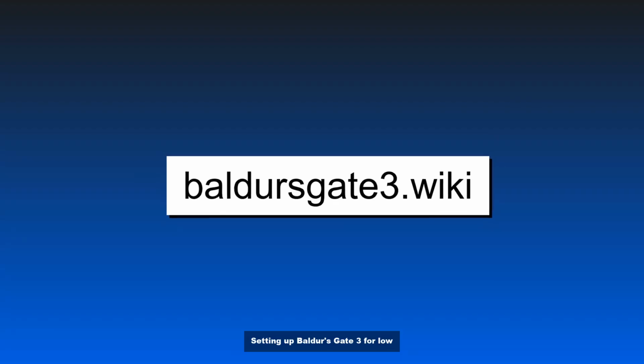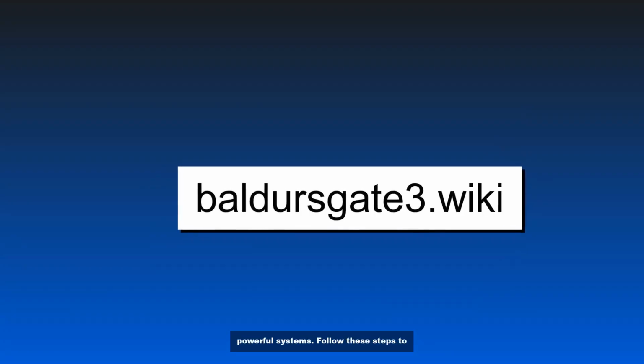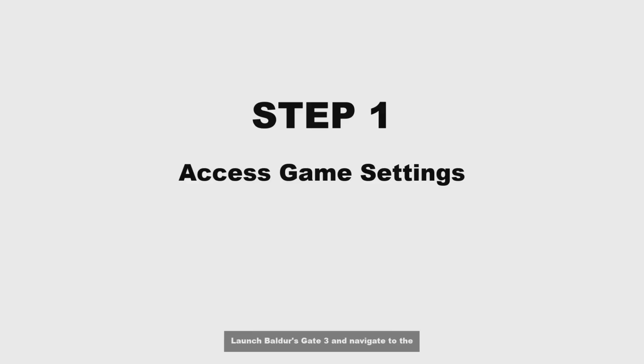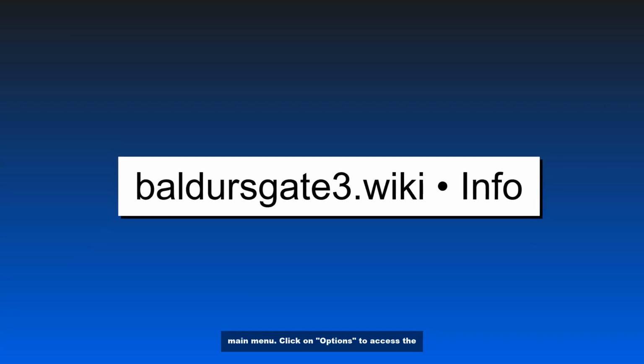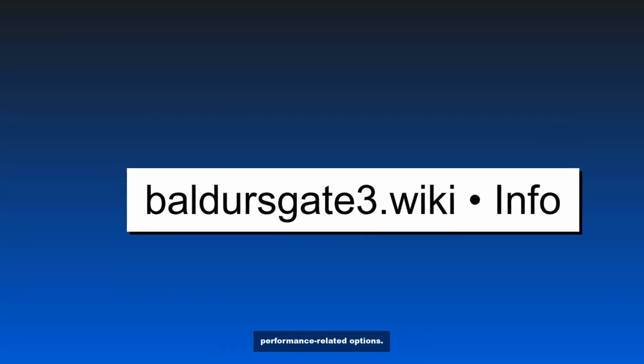Setting up Baldur's Gate 3 for low performance can help improve gameplay on less powerful systems. Follow these steps to optimize your settings. Step 1. Access game settings. Launch Baldur's Gate 3 and navigate to the main menu. Click on Options to access the game settings where you can adjust various performance-related options.